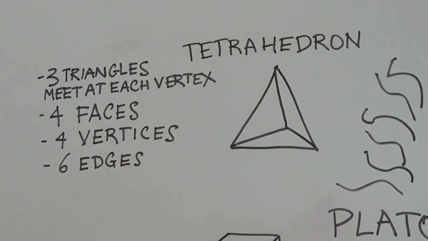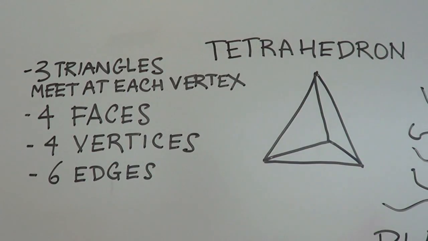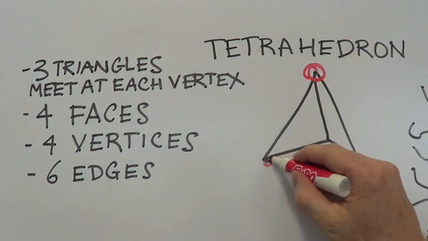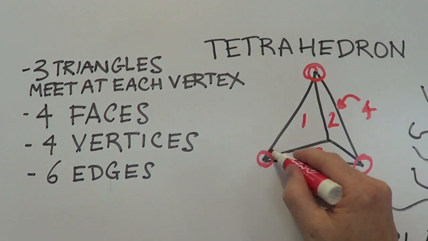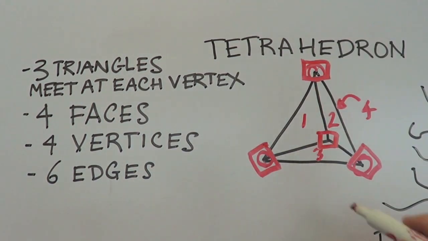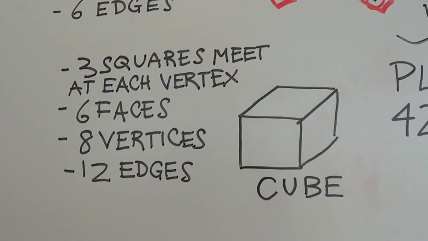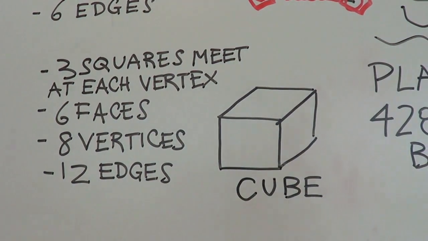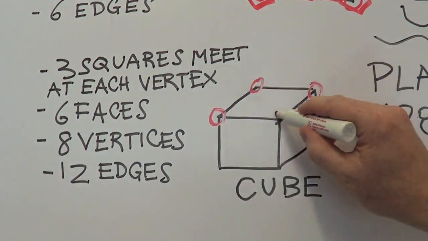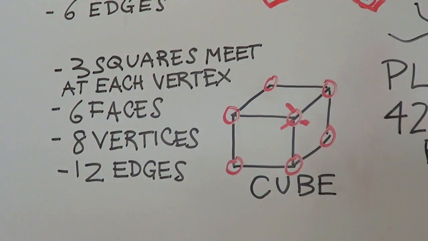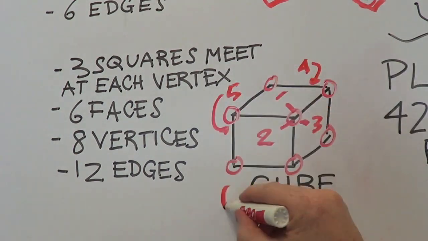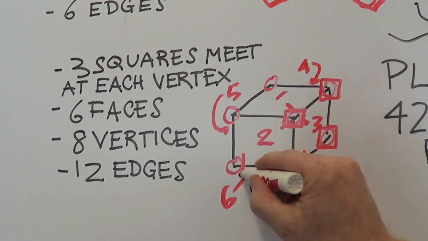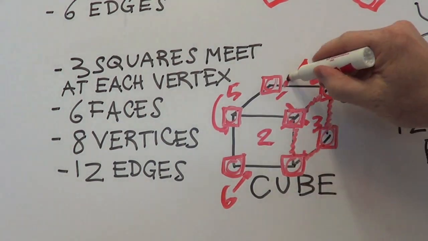So let's get familiar with the properties of the tetrahedron. There are 3 triangles that meet at each vertex. There are 4 faces, 4 vertices, and 6 edges. Next we've got the cube. You'll find that 3 squares meet at each of the vertex. There are 6 faces on the cube. There's 8 vertices, and there are 12 edges.